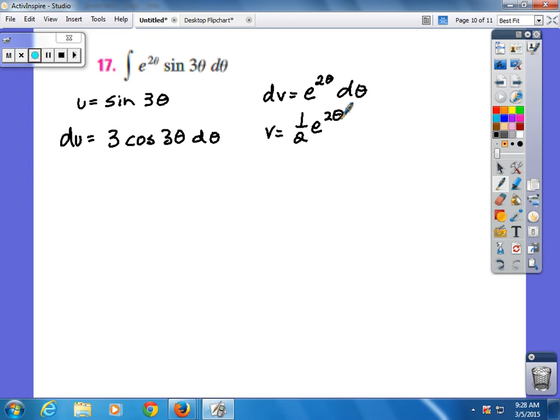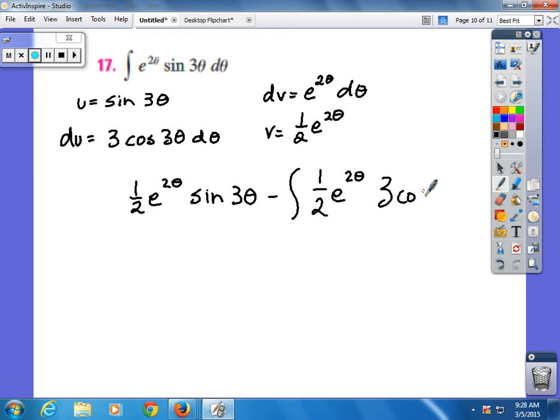So that's going to give you uv, which is 1/2 e to the 2 theta times the sine of 3 theta, minus the antiderivative of v du, 1/2 e to the 2 theta times 3 cosine 3 theta d theta. We'll have to clean up a little bit. So this can't be cleaned up, but this can.